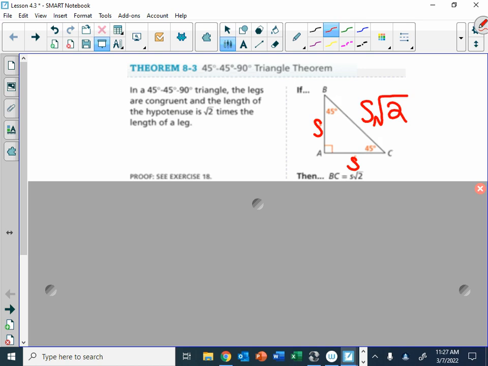Alright, so what you need to know for a 45, 45, 90: the legs are congruent to each other, they're equal to S. The hypotenuse is S times the square root of 2.